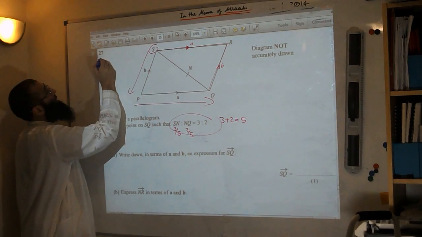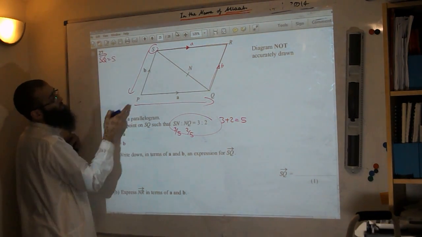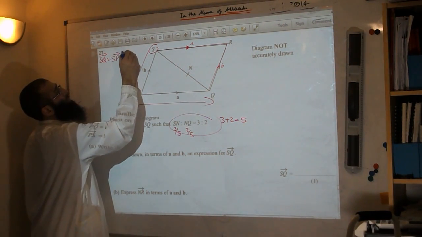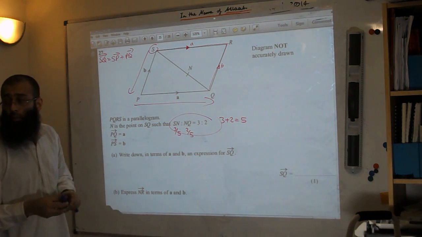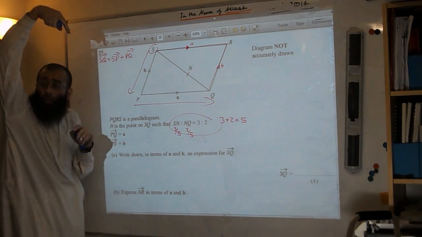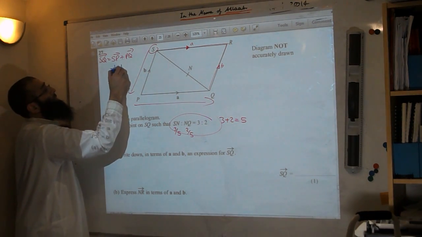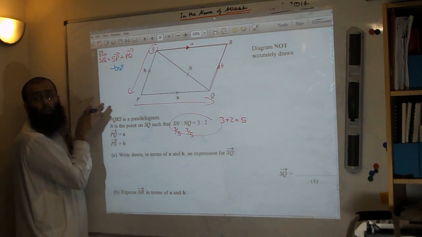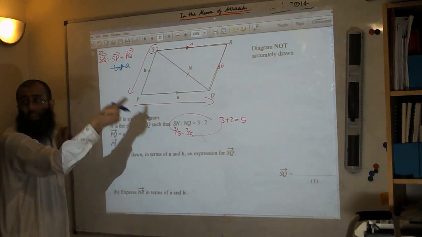Okay, let's do it over here. S to Q. If I want to get from S to Q, I've got to go first of all S to P, and then I've got to go from P to Q. S to P is what? Remember, B is going up and this is going down, so it won't be plus B, it will be minus B. Now plus PQ. P to Q, which direction are we going in? In the vector called plus A. Just A, so you're adding the A.